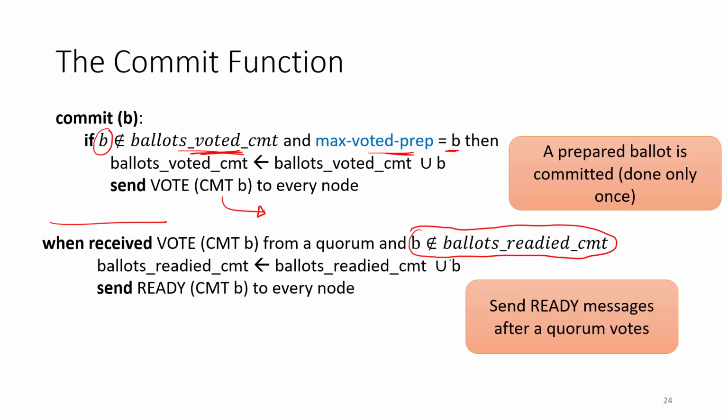Same idea. Instead of a boolean, I'm maintaining a set, right? Because the point is that I could be committing and readying many ballots corresponding to different rounds. So again, if it's not a part of it, I make it a part of it. That is why I have the union operation over here. And once I've gotten the vote, I send a ready message. So this was again the same pattern of sending vote messages, and once you get vote messages from a quorum, you send a ready message. You send ready messages after a quorum votes.